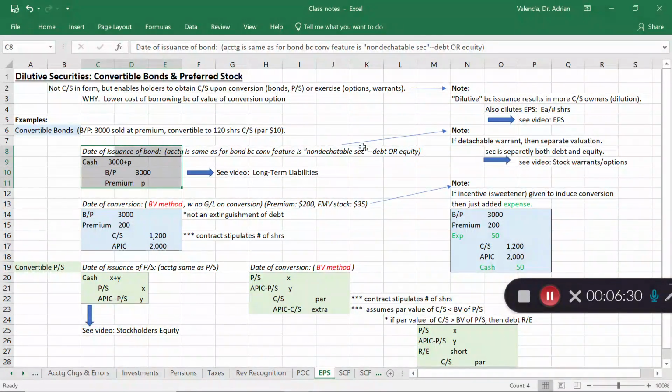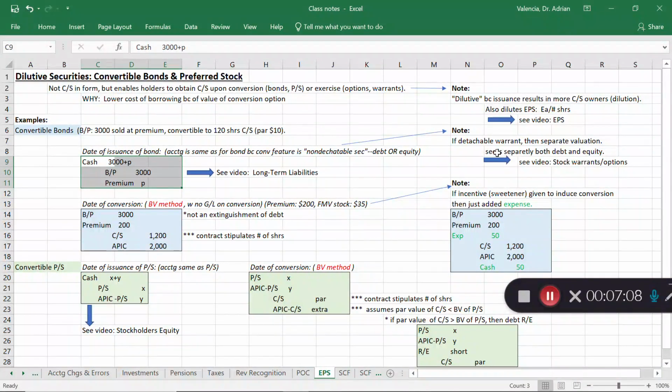We assume that the conversion feature is a non-detachable security. I have a little note here. It says, if for some reason that feature is detachable, then you have to separate the valuation from the bond. Here, I'm including the conversion feature as part of the bond. I'm not trying to split up those values, notice. So this bond having a convertible feature is simply going to be valued at the 300 plus P. Now, if it did have a detachable warrant on it, then you would do the valuation separately.